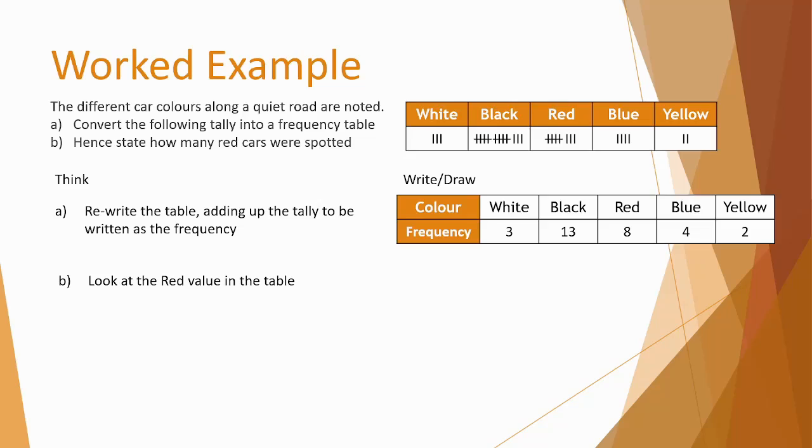Now I need to work out how many red cars were spotted. So I just look at the value in the red section, and I can see that that is 8. So I will write down there were 8 red cars. It is important to write the whole sentence and not just the number 8.